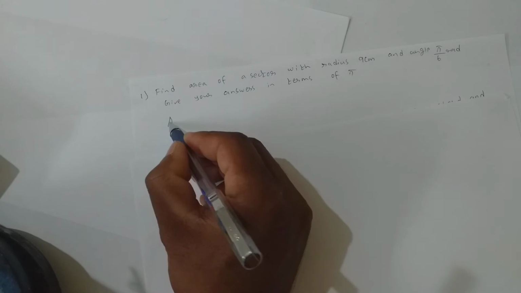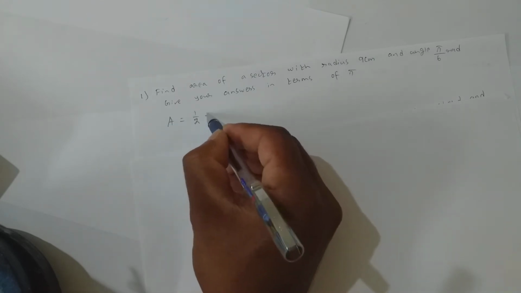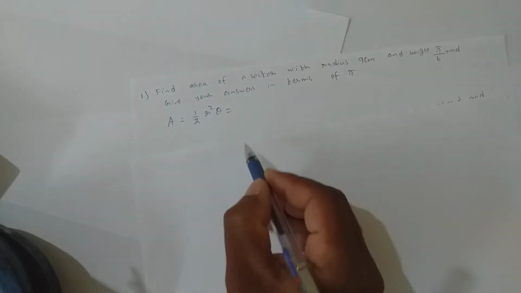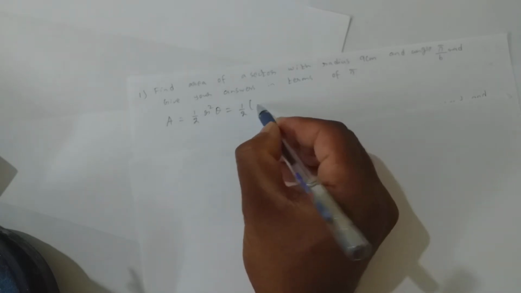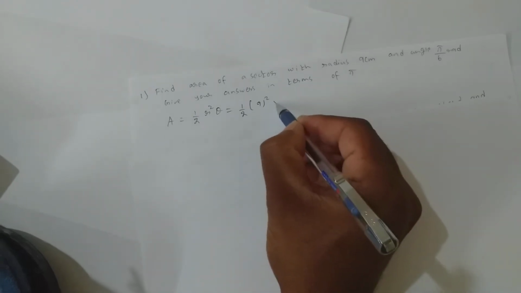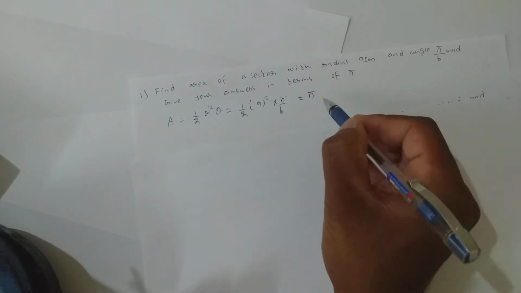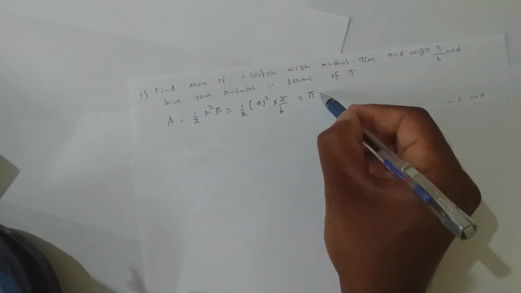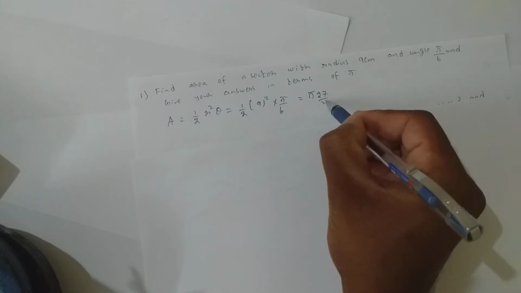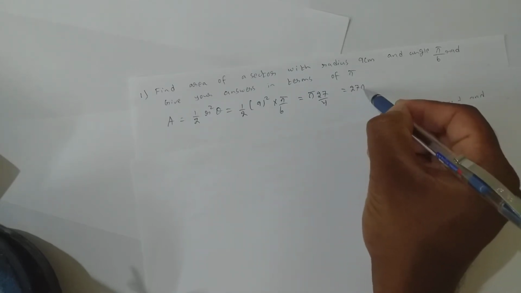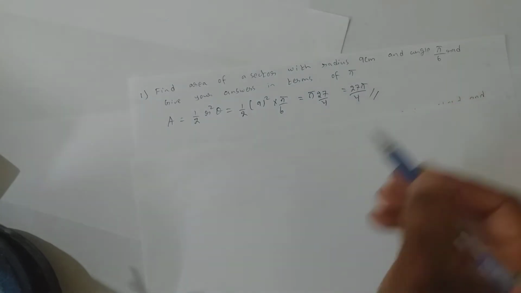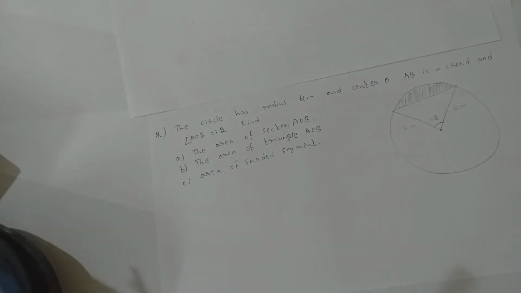What is the area of a sector formula? Half r square theta. So here, half into r square, which is 9 square, and theta is pi by 6. Leave pi like that only. So you get 27 by 4. That is nothing but 27 pi by 4, which is the answer. Are we clear? It's easy, just applying the formula. Now look at the next sum.